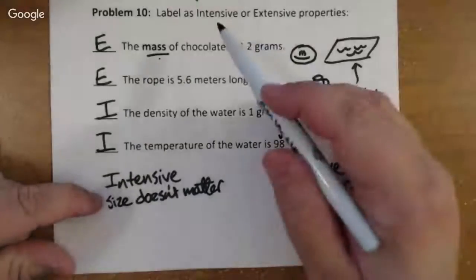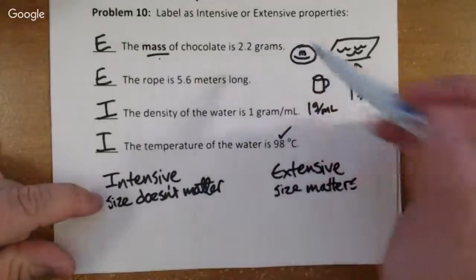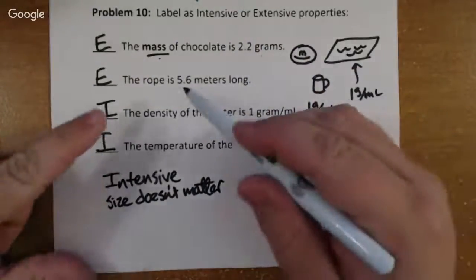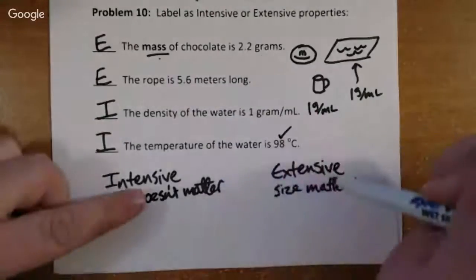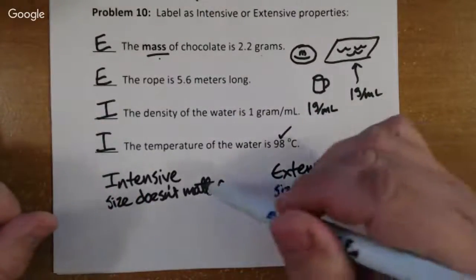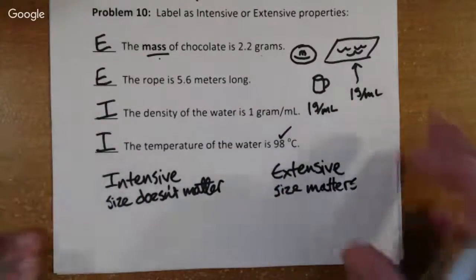So when you're deciding on intensive versus extensive, do your check. Think, does this property depend on the size of the sample? If it doesn't, it's intensive. If it does, it's extensive.